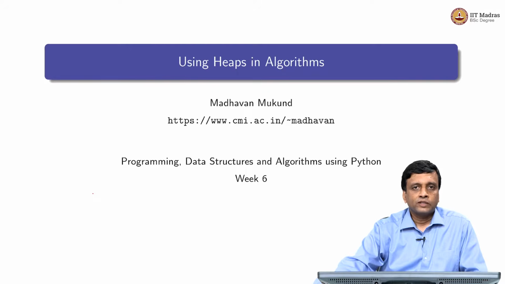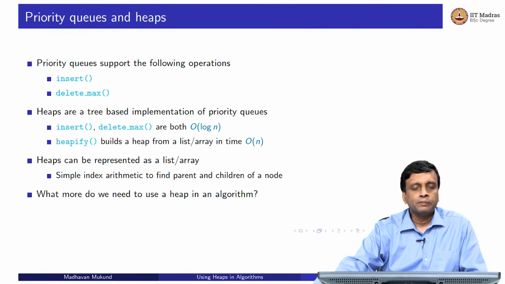So last time we saw that heaps can be used to implement a priority queue. Remember that in a priority queue, there are two basic operations: insert, which adds an element, and delete max. In a priority queue, each element has a priority. So when you remove an element from the queue, you must remove the one with the highest priority, not the one that was inserted earliest.